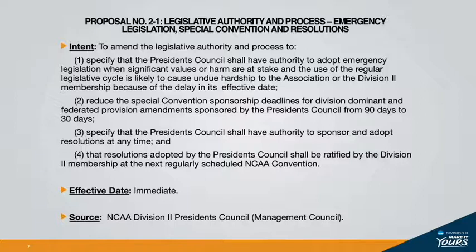It will also reduce the special convention deadline for Division Dominant and Federated provision amendments sponsored by the President's Council from 90 days to 30 days. Finally, it will permit the President's Council to sponsor and adopt resolutions at any time, with those resolutions being ratified by the Division II membership at the next regularly scheduled NCAA convention.